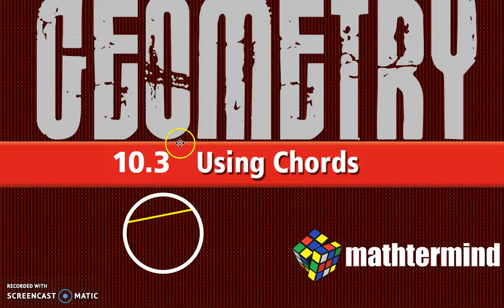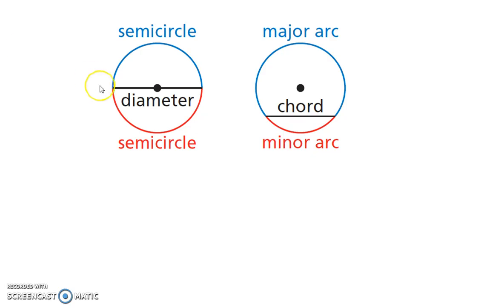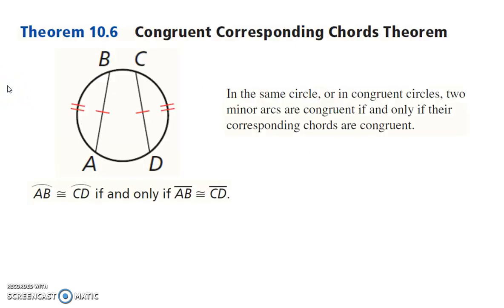We're in chapter 10, section 3. We're talking about using chords. A chord in a circle is a segment that has endpoints on the circle. So the diameter is a special type of chord that goes through the center, and any other chord divides a circle up into a minor arc and a major arc. The diameter would split it into two semicircles.